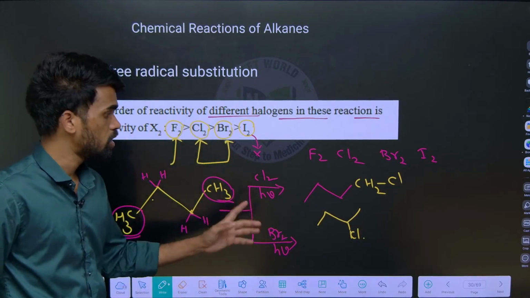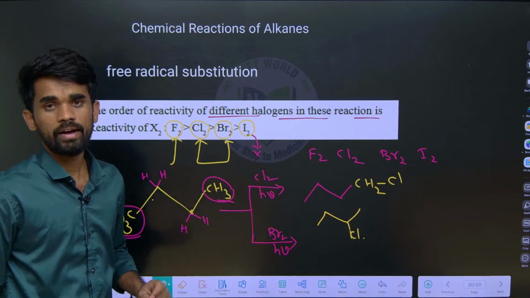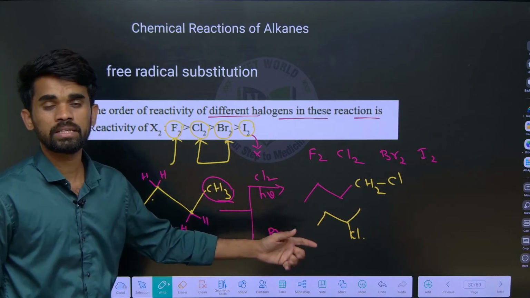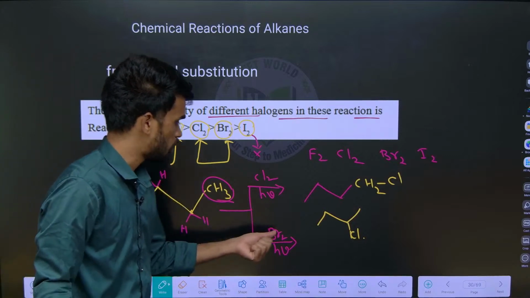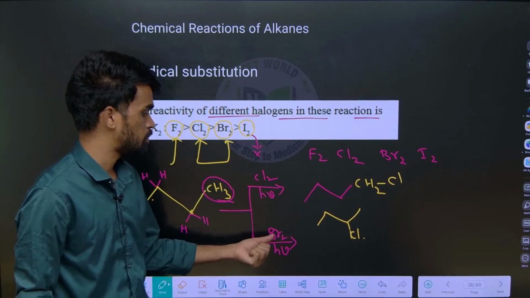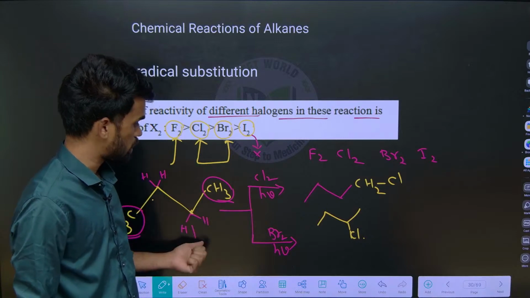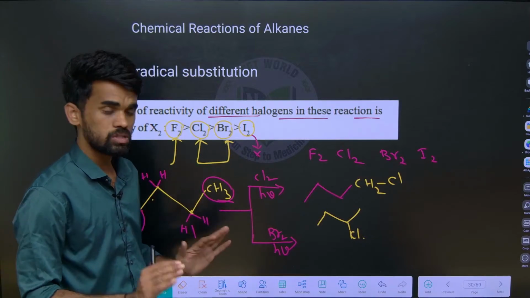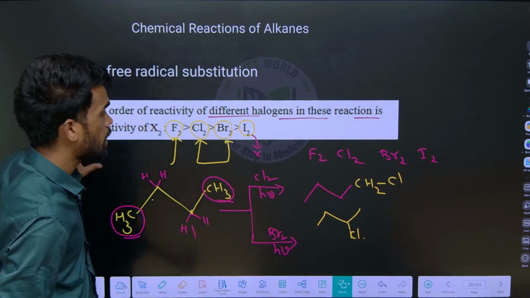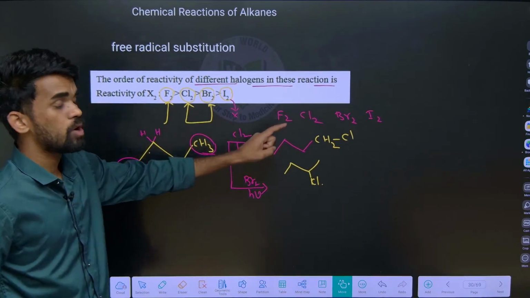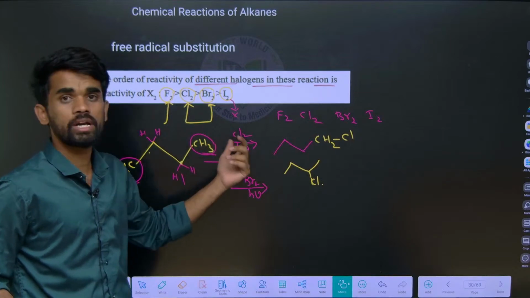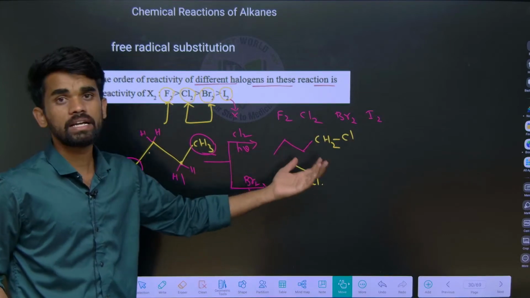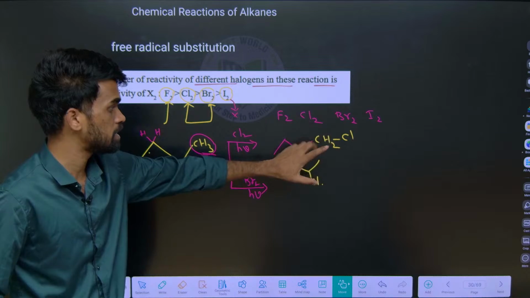So this is how we find the number of products we can expect. How many products are possible in this monochlorination or monobromination, they may ask. Similarly, for bromination also, remove one hydrogen and replace it with one bromine. Here also, remove one hydrogen, replace with one bromine. So this is how you need to do it. This is about the number of possible products formed in this particular monochlorination or monohalogenation reaction. If they ask, you should answer like this.